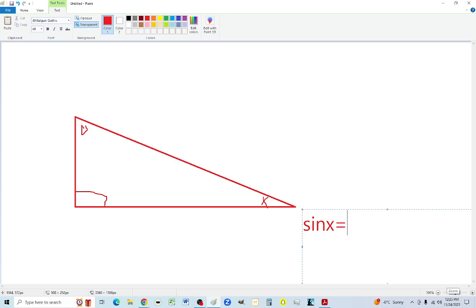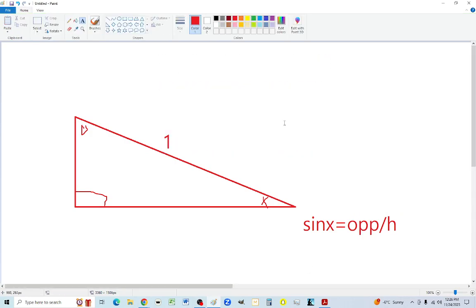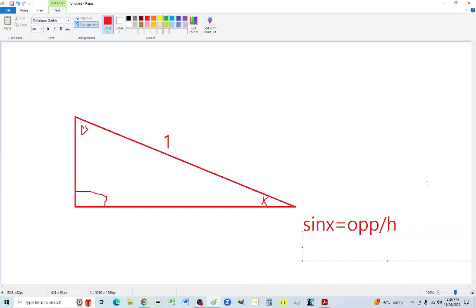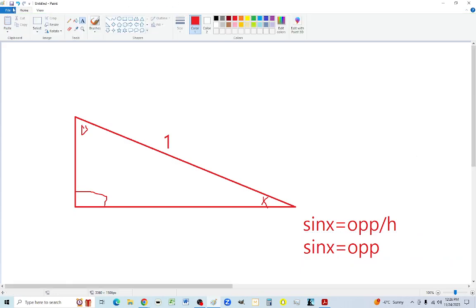Well, the sine of any angle is opposite over hypotenuse. And in this case, just to make things easier, we're going to make the hypotenuse 1. If sine x is opposite over hypotenuse, and the hypotenuse is 1, sine x is simply the opposite. So in this case, we're going to call the opposite side over here side A, and they usually use small letters, small a.